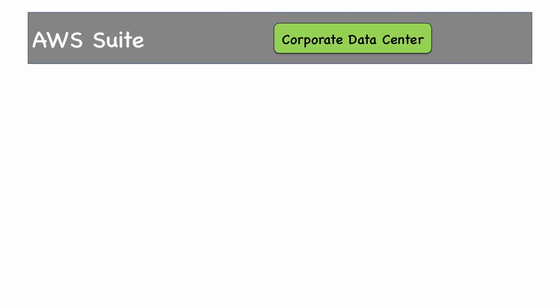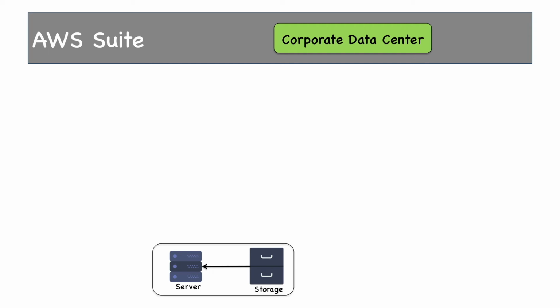So let's see an analogy of how to map your corporate data center or enterprise data centers to AWS services. So you have a server, which is basically CPU and RAM. Then you have something called storage. So you attach that storage to the server and you get a box. Typically this box is something which you call a server. And you can install your database here, you can install your application here. The choice is yours.